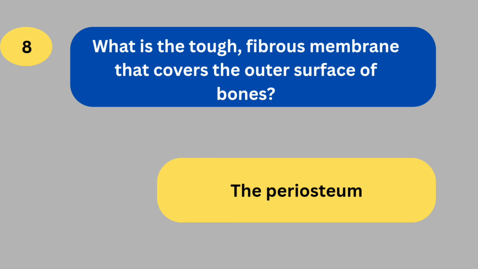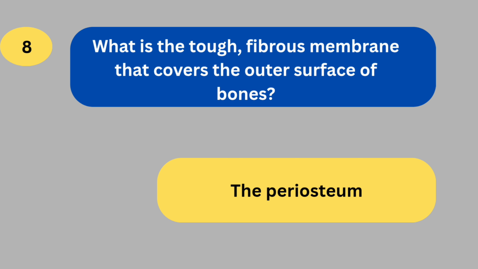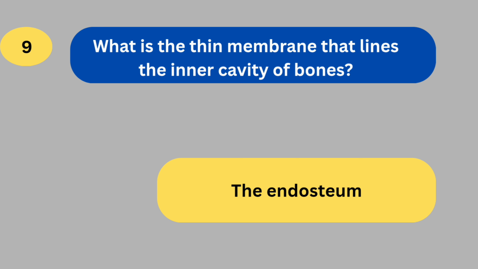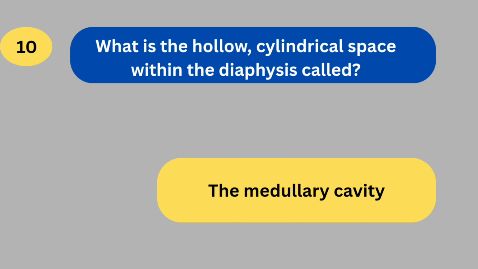What is the tough, fibrous membrane that covers the outer surface of bones? Answer. The periosteum. Next question. What is the thin membrane that lines the inner cavity of bones? Answer. The endosteum. Next question.